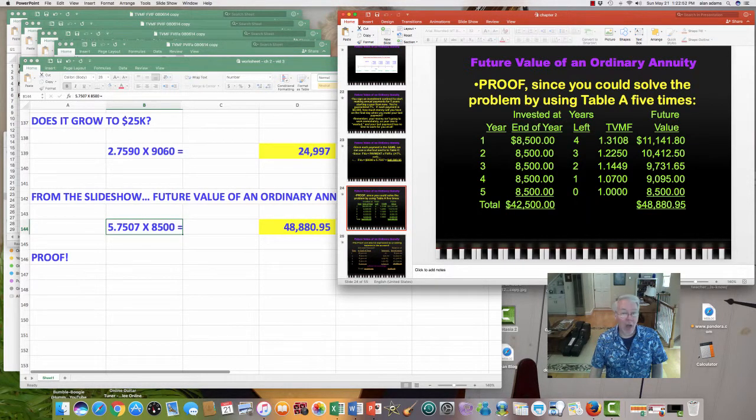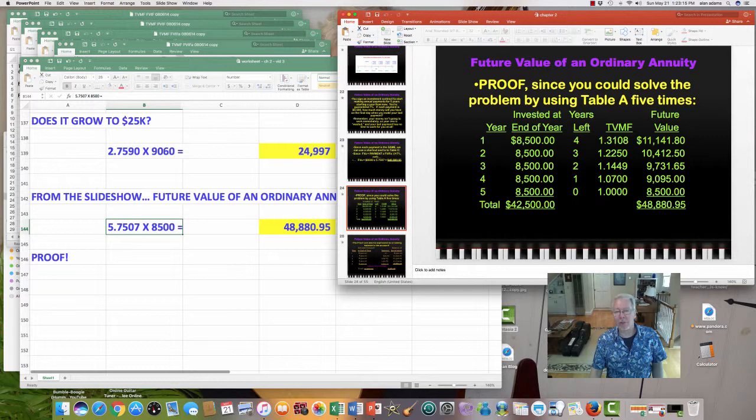So if you do it the hard way, using table 1, because we're moving forward into the future, my first $8,500 payment happens 1 year from now. It will work for me for only 4 years, therefore. I go to table 1 and look up the TVMF for 4 years, 7%, and that's $11,141.